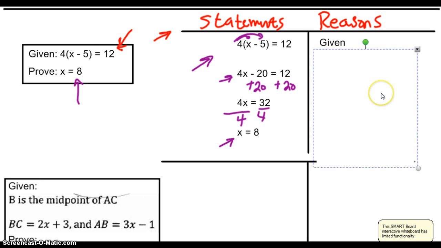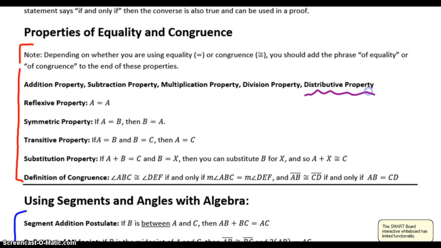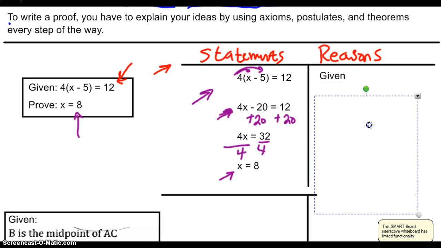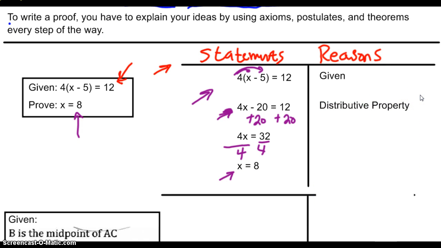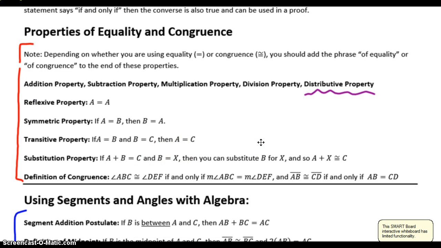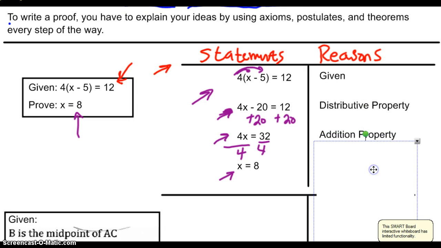Well, what's the reason we did this first step? Well, our reason there was we distributed. And if we look at our proof sheet over here, our theorems, yeah, there's distributive property right here. So we're going to go ahead and put distributive property as our first, well, I guess our second reason, okay? And then what did we do after that? Well, we added 20 to both sides. So if we look at our sheet over here, yeah, addition property, that's another one of our reasons we can put down. So then our next reason will be the addition property.